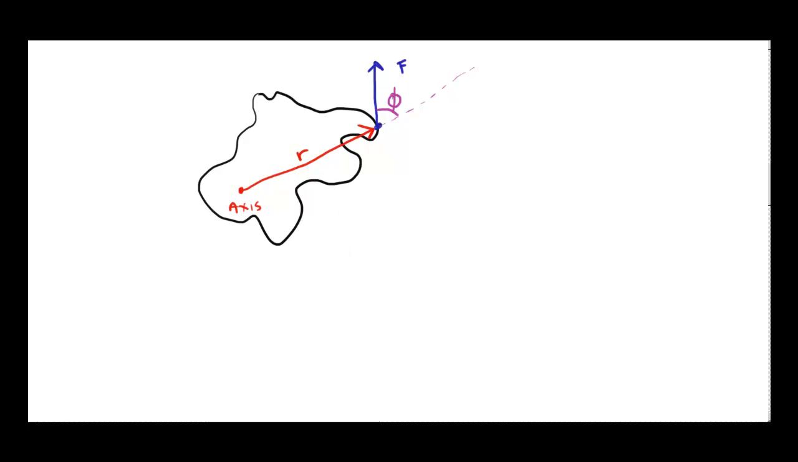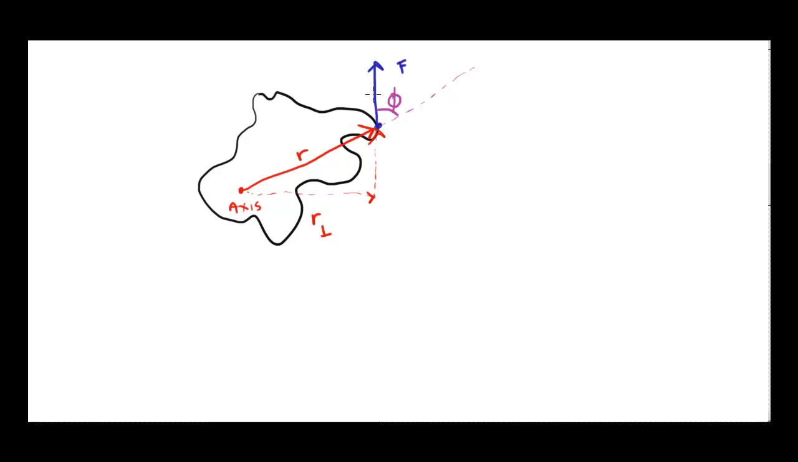There's another way of looking at torque. Rather than thinking about the component of F that is perpendicular to r, we could think about the component of r that's perpendicular to F. In other words, a piece of r is in this direction, and a piece of r is in the direction of F. So this is the component of r that's perpendicular to F.